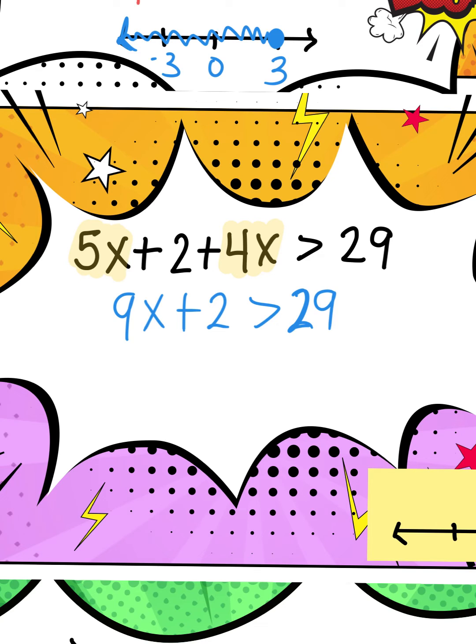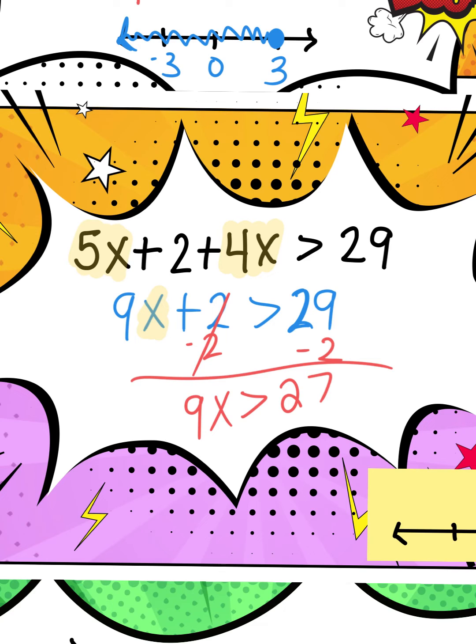But now I do the same thing I've been doing. I get rid of the plus 2 before I get rid of the multiplying by 9. So I'll get rid of plus 2 by subtracting 2. Of course, I have to do it on the other side. I get 9x is greater than 27. Now I get rid of the 9 that's being multiplied by dividing on both sides. And I get x is greater than 3.